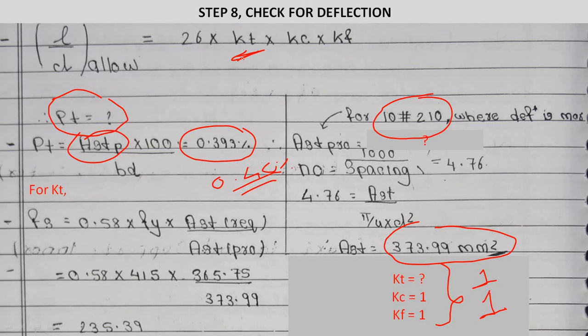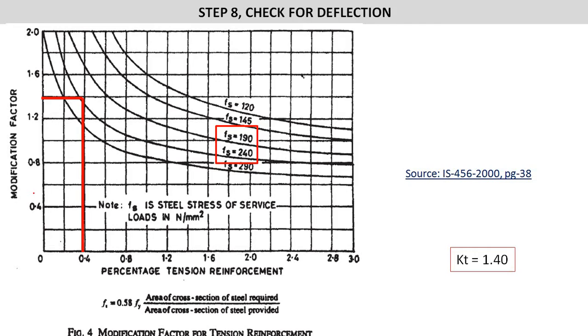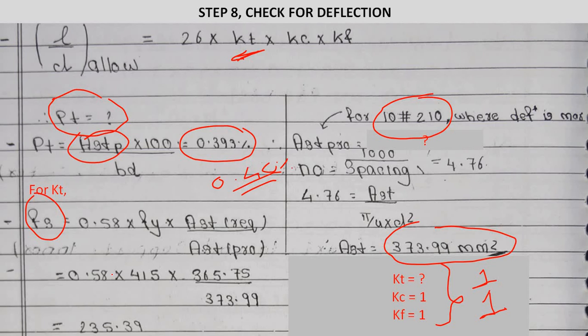For obtaining the value of KT, the other thing we have to find is the value of Fs. The equation of Fs is already given in IS 456, page number 38, and in figure number 4. Over here the equation of Fs is provided, you can take it from that. The value of Fs is 0.58 into Fy into area required upon area provided.